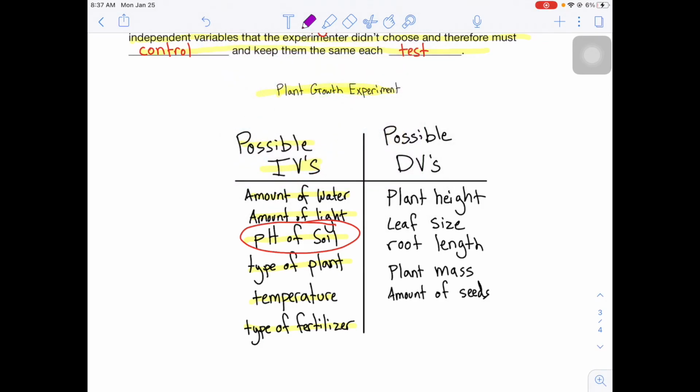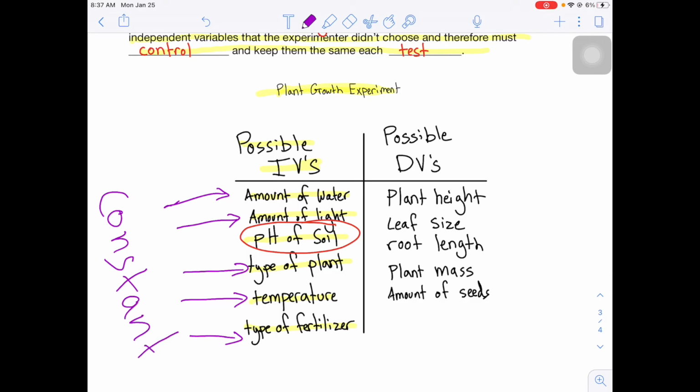Now, what's important to note is that all of these other variables, amount of light, amount of water, type of plant, temperature, type of fertilizer, those are the constants. These are the variables that they didn't choose. And so the experimenter is going to make sure that they don't change ever. They're always giving the plant the same amount of water, the same amount of light. They use the same type of plant. They keep it all at the same temperature. And they don't vary the amount of fertilizer.